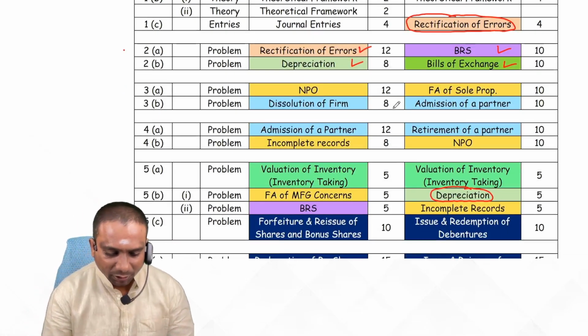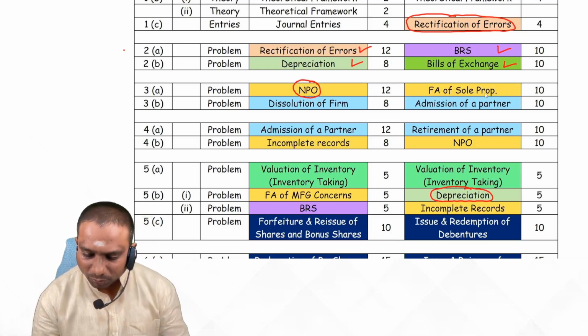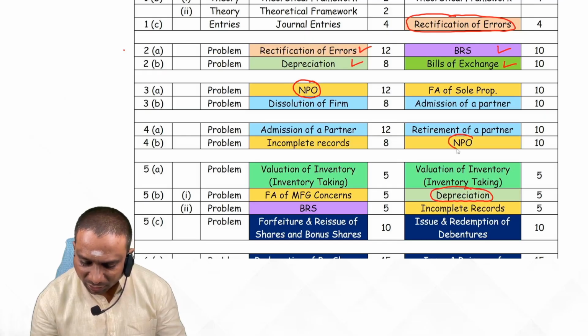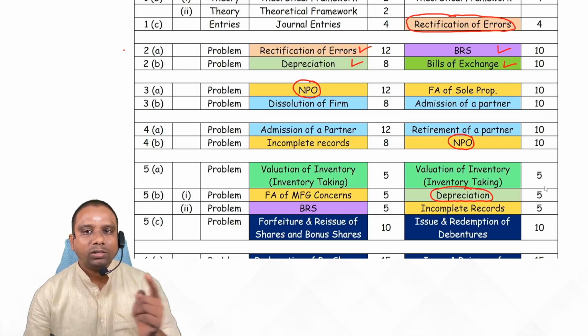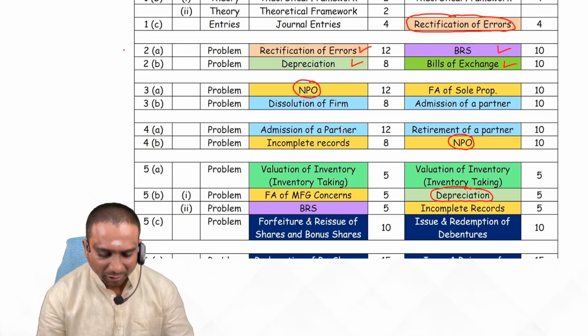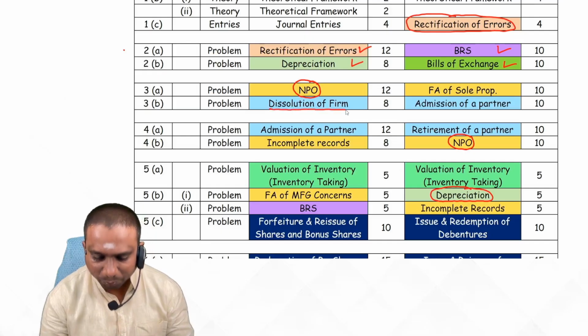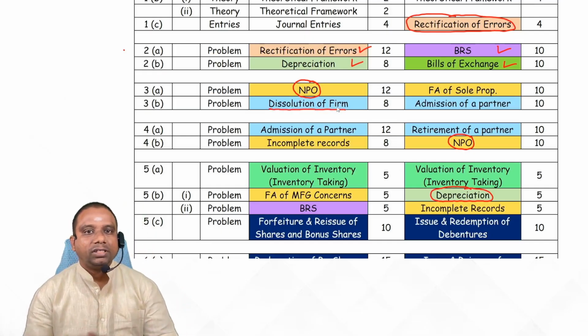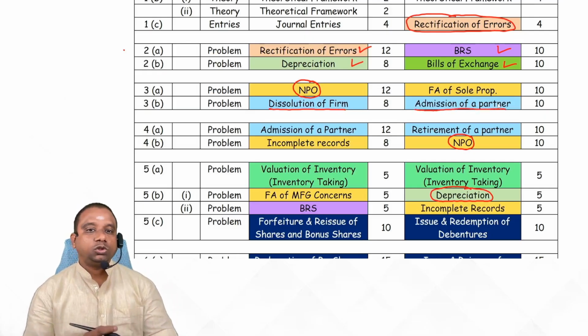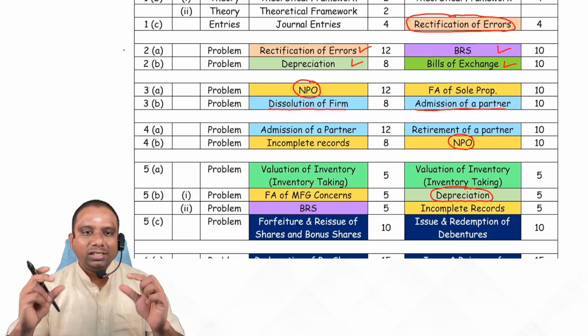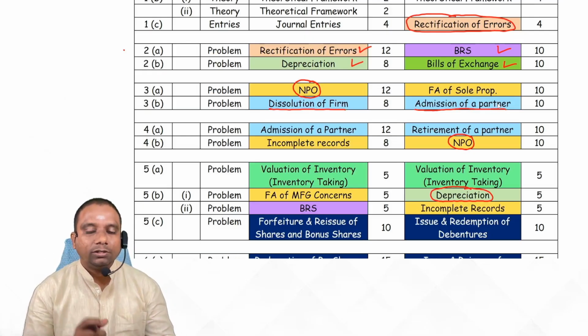Observe, students. 3A NPO. In September 24, the NPO question is asked in 4B. Observe, students, 12 marks, 10 marks. And 3B, dissolution of partnership firm. In the same 3B, they have asked admission of partner in September 2024. That means 3B is fixed, based on 2 attempts, for partnership accounts problem.